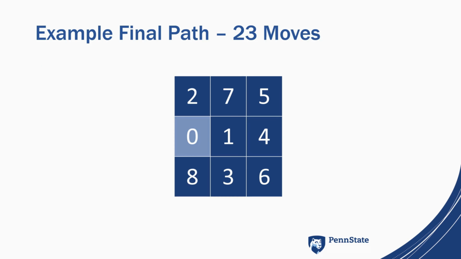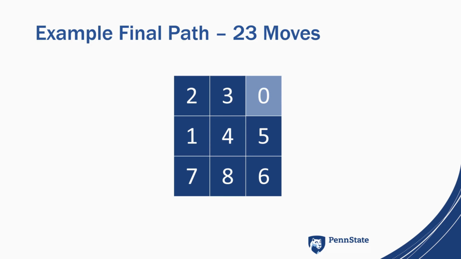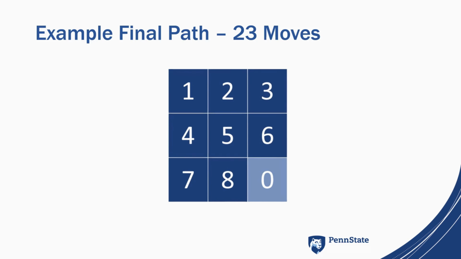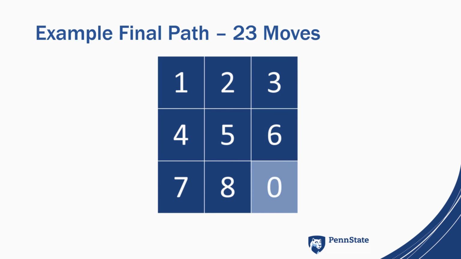Here we can see an animation of a sample puzzle being solved. This is actually the resulting path calculated by our program given the initial puzzle. As you can see, the puzzle is solved quickly with only 23 moves, which is the minimum number of moves required to solve this particular puzzle.